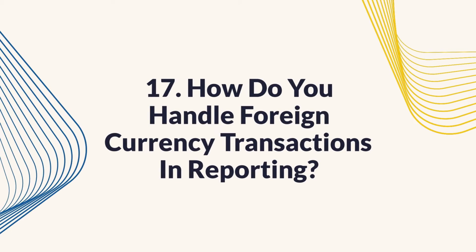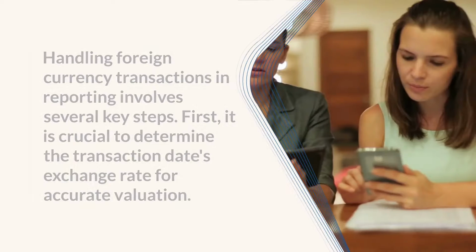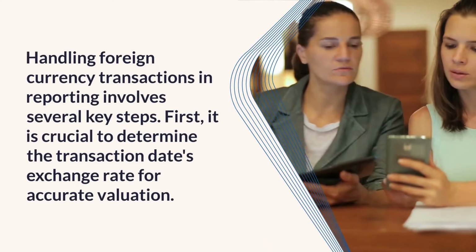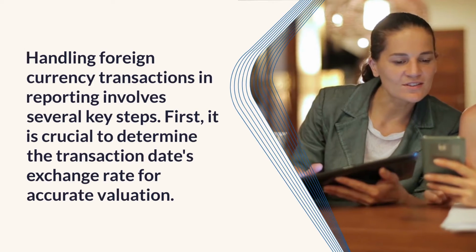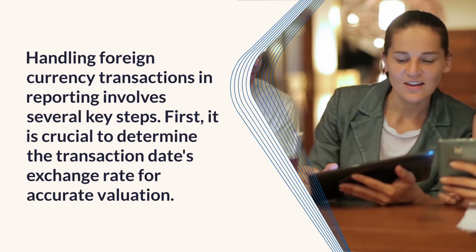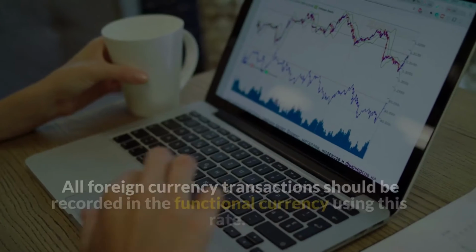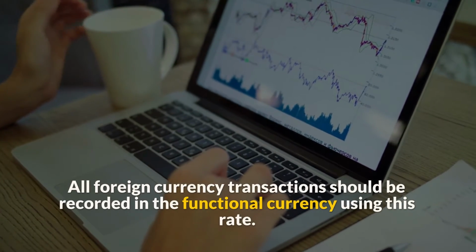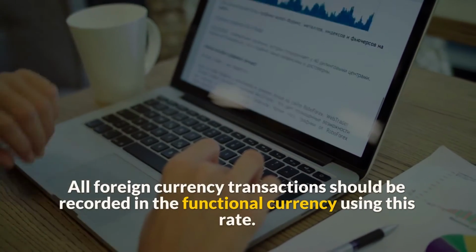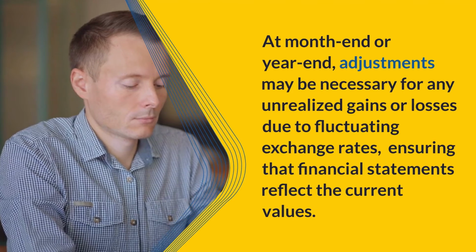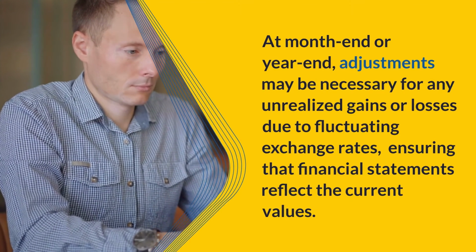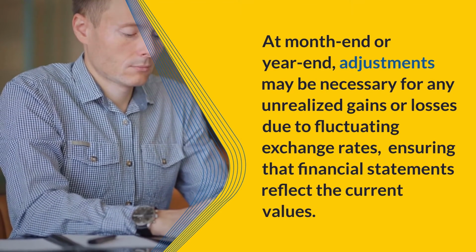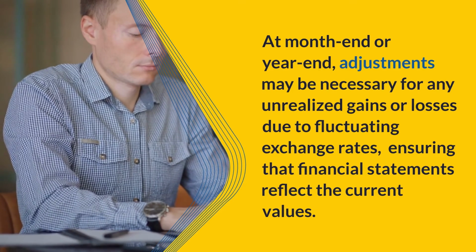17. How do you handle foreign currency transactions in reporting? Handling foreign currency transactions in reporting involves several key steps. First, it is crucial to determine the transaction date's exchange rate for accurate valuation. All foreign currency transactions should be recorded in the functional currency using this rate. At month-end or year-end, adjustments may be necessary for any unrealized gains or losses due to fluctuating exchange rates, ensuring that financial statements reflect the current values.